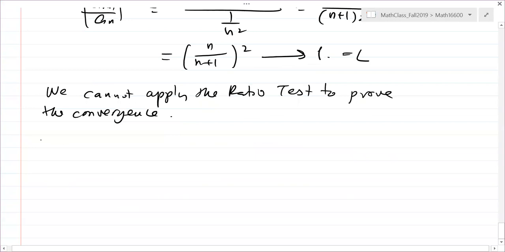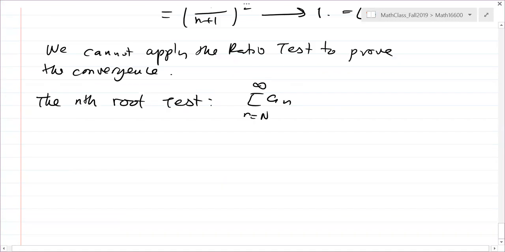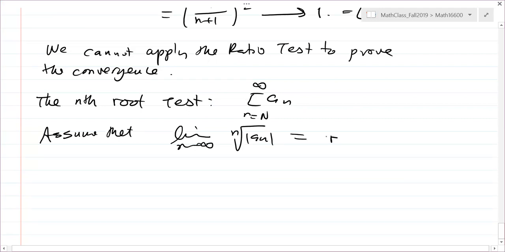All right, so the next one is called the nth root test. The nth root test is still considered for arbitrary series. We assume that the limit as n approaches infinity of the nth root of |a_n| is r, okay? So it's finite or infinite. R could be between 0 and infinity, it could be 0, it could be infinity.